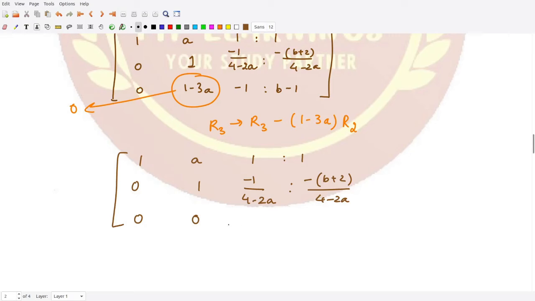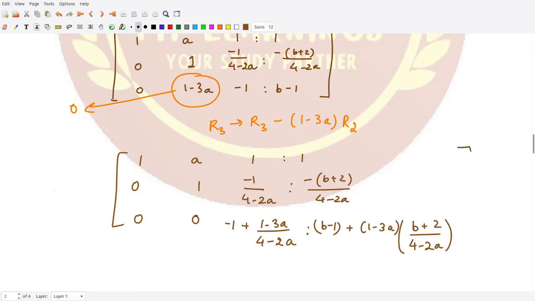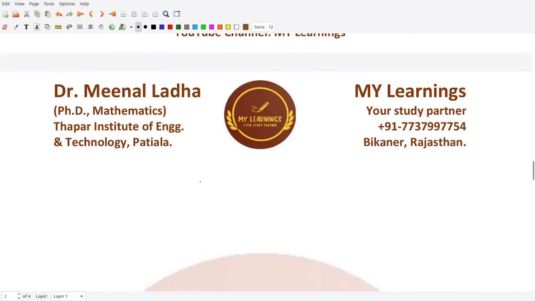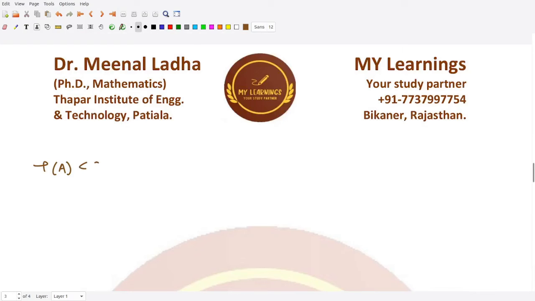This element, after calculation, you will get minus 1 plus 1 minus 3A divided by 4 minus 2A, and the last element would be B minus 1 plus 1 minus 3A multiplied with B plus 2 divided by 4 minus 2A. You could leave the calculation as such. Why? Because we have to apply the condition here. Now you know the rank of A is equal to the rank of A augmented B, that is less than 3. So we could take both ranks as less than 3. So the rank of A is less than 3 and the rank of A augmented B is also less than 3.